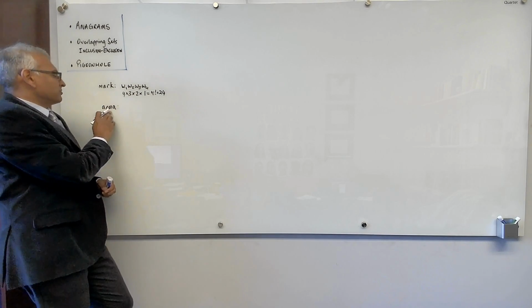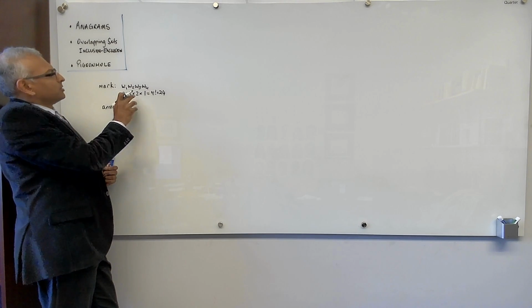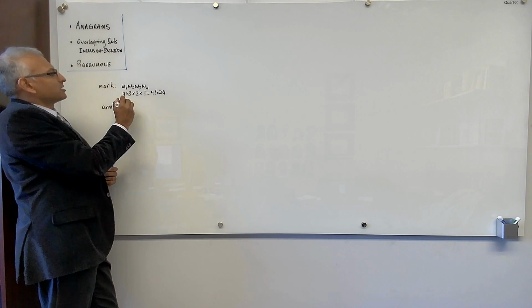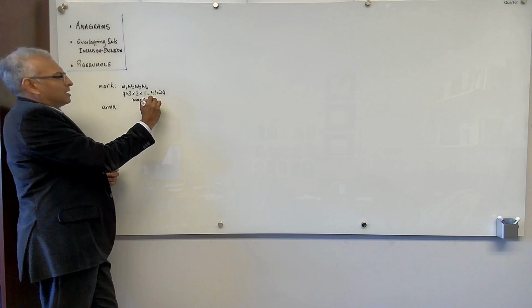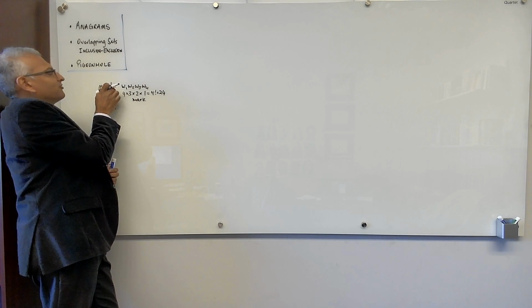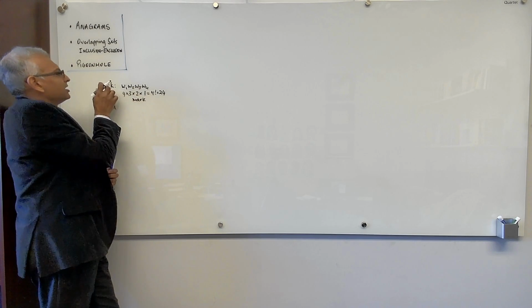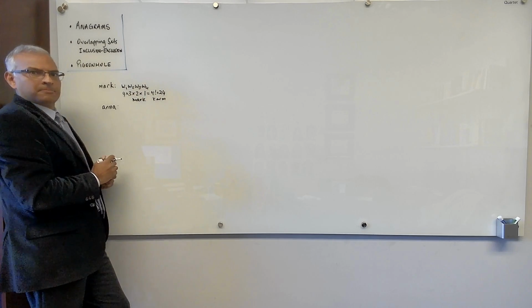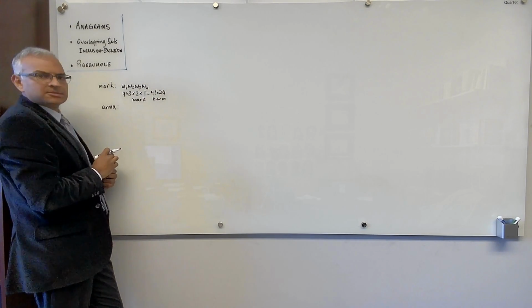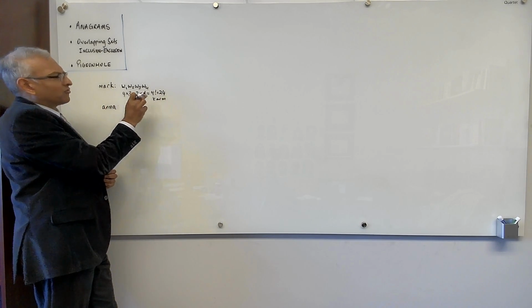Okay, again, I'm interested in rearranging these letters. For example, two of the rearrangements of Mark are M-A-R-K, and if I flip, I get K-A-R-M, carb. Okay, and these are different words. These two contribute to this 24, this 4 factorial.